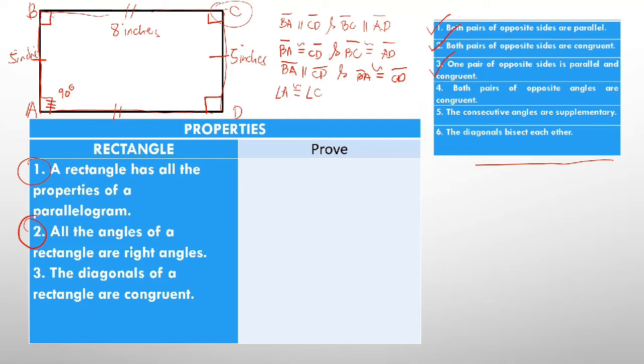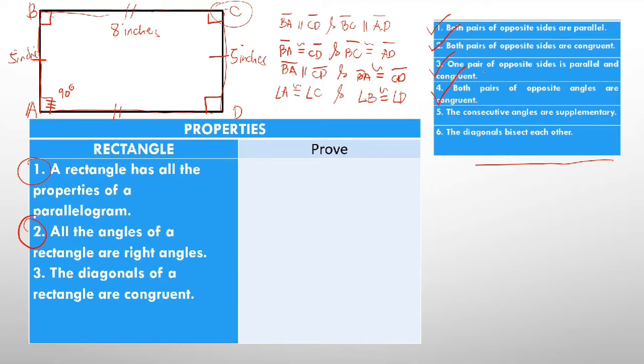So, since angle A is equal to 90 degrees, angle C is also equal to 90 degrees. Another pair of opposite angles is angle B. Since angle B is equal to 90 degrees, then the opposite angle, which is angle D, is also 90 degrees. Therefore, angle B is congruent to angle D. Now next, proceed tayo kay property number 5.